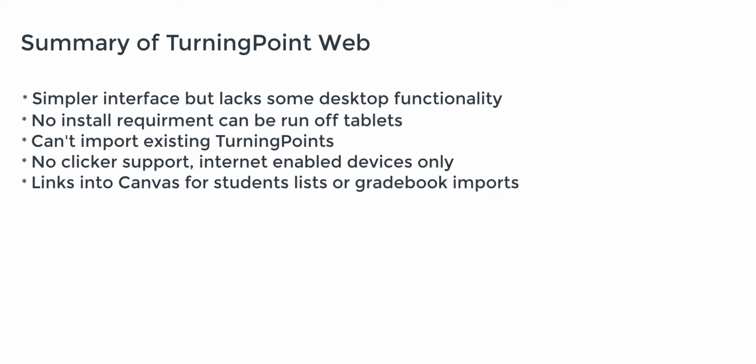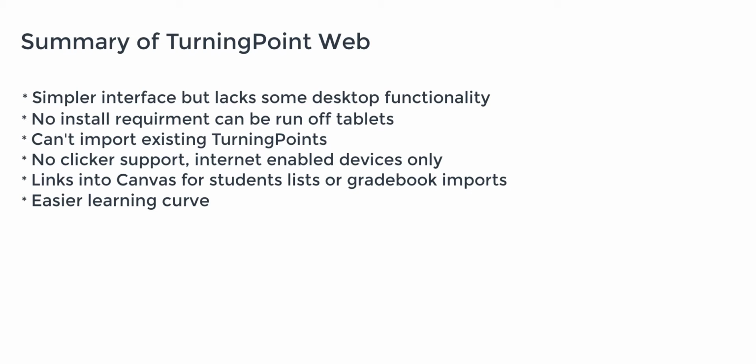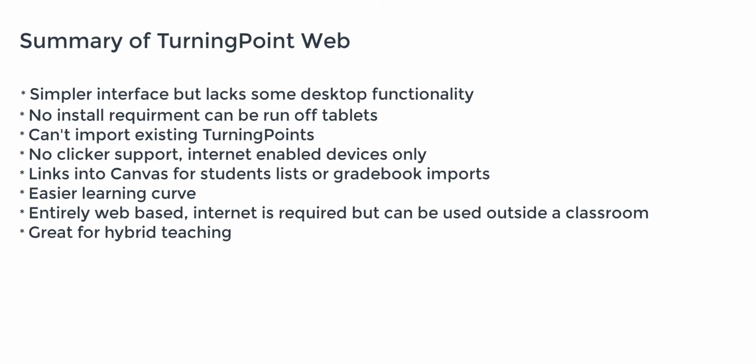Turning Point Web can be linked to Canvas, allowing you to import your data into Canvas if you so desire. Turning Point Web has an easier learning curve than Turning Point Desktop, which makes it a great introduction to Turning Point if you've not used it before. And finally, Turning Point Web is entirely internet reliant. This means that both you and your users need to have reasonable internet to be able to use it. It does, however, also mean that it's great for hybrid teaching, as not all users need to be in the same room in order to use something such as clickers.